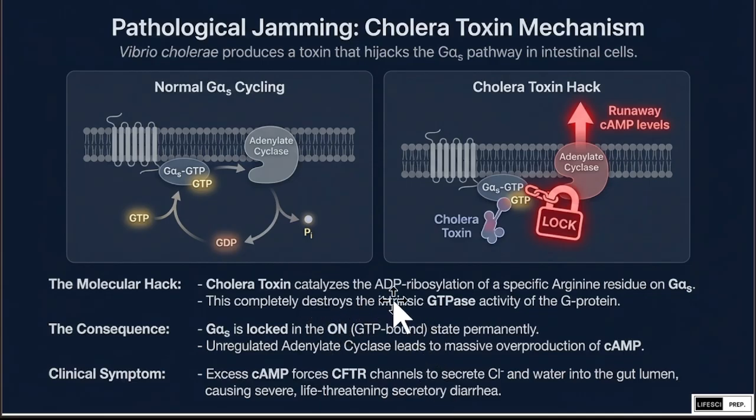Mostly, here we say it is ADP ribosylation of specific arginine residues on G alpha S. Okay, that completely destroys the intrinsic GTPase activity. As I have told you before, G protein has its own GTPase activity. In this case, it has been destroyed and they can't use the GTPase activity.